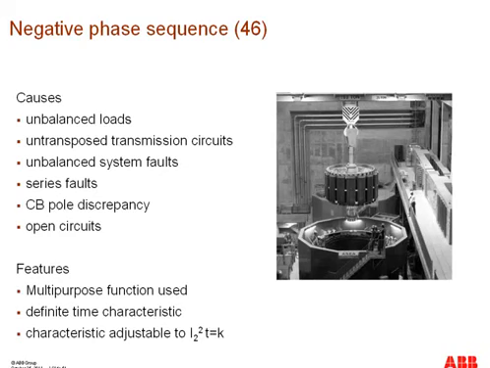As far as the causes of negative sequence currents are concerned, there can be an unbalanced load, then the transmission circuit can be untransposed. That can cause negative sequence currents flowing into the relay or into the generator, and then there can be an unbalanced system fault, series faults, or some pole could be open in the circuit breaker, and then there could be an open circuit. So there are several causes that create negative sequence currents in the generators.